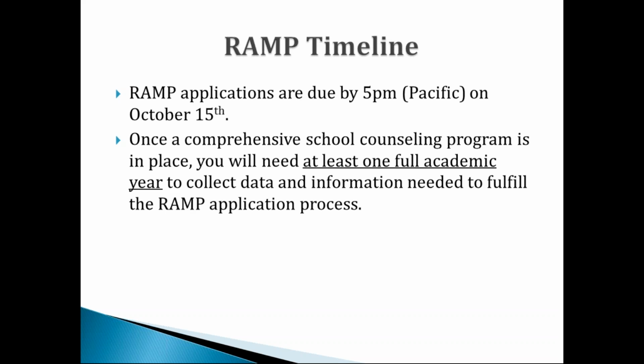So if you are thinking that you would like to apply for RAMP in October, you have spent already the first half of this school year collecting data about your comprehensive program. And then applications are submitted on October 15th. The reviews will occur in November and December. Now, when you first submit your application, you get an email that says, thank you for your application. They go through and make sure you have every component. Because if you don't have every component filled out on the online application, then they don't accept it.